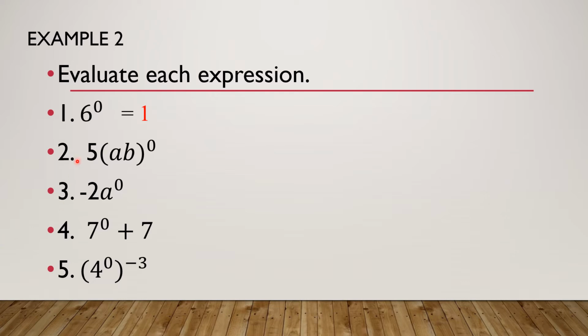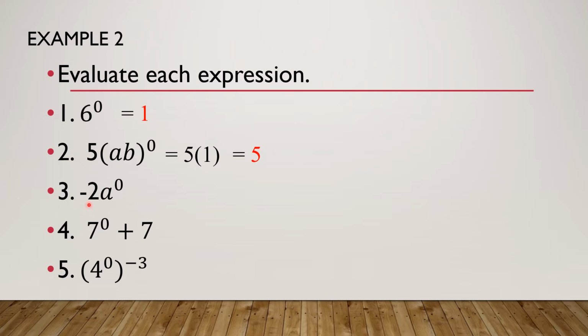How about number 2? 5 times AB raised to 0. Since 5 has the exponent of 1, so we're going to write 5. Then AB raised to 0 is equal to 1. So 5 times 1 is equal to 5.